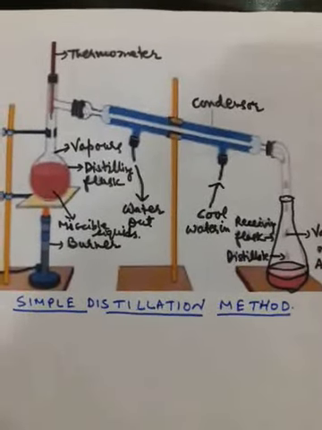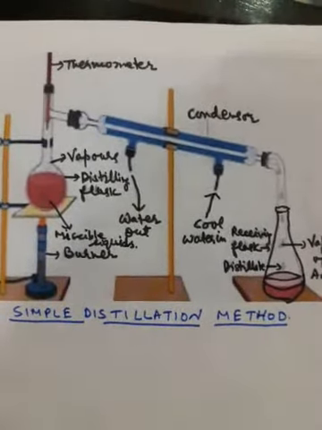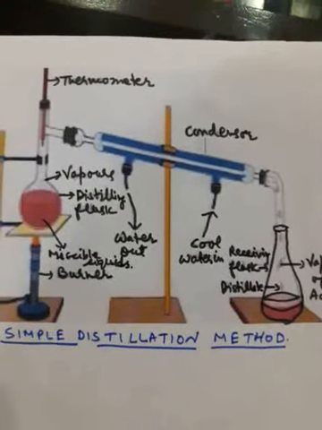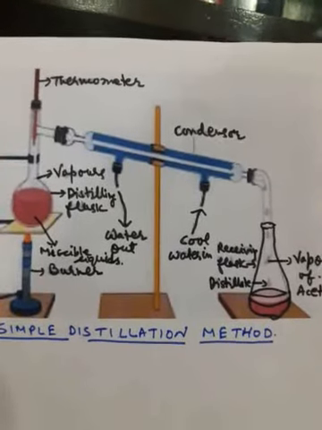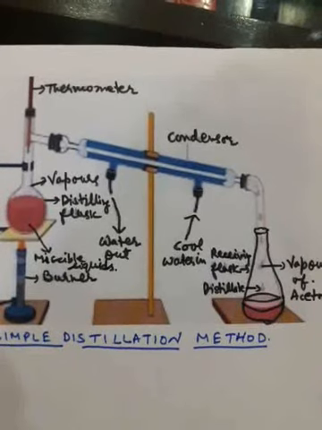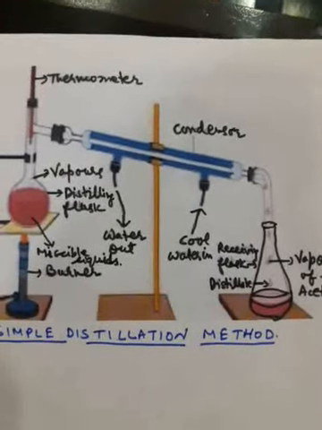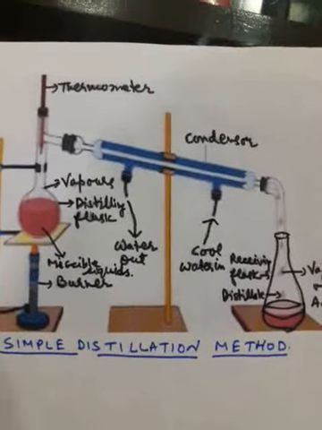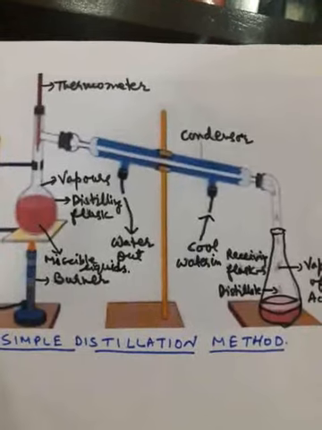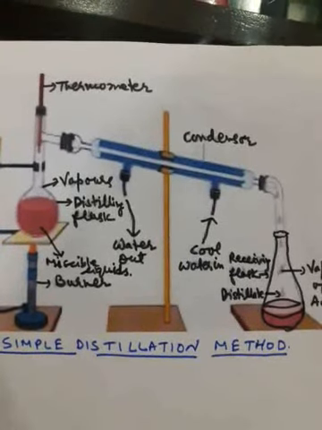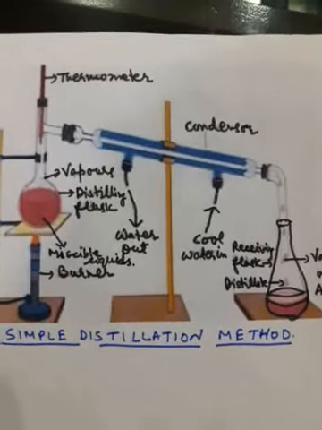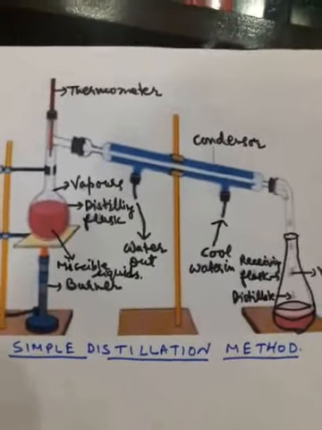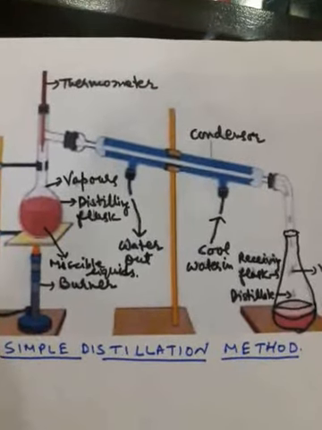Yes, students, today we will do how to separate a mixture of two miscible liquids. Miscible liquids are those which mix with each other, and there is a different technique to separate these two miscible liquids. So we are doing it with acetone and water. Acetone and water are two miscible liquids and they are separated by the simple distillation method.